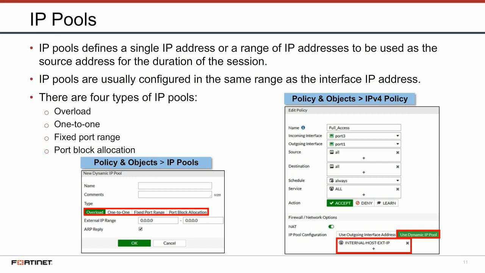IP pools are a mechanism that allows sessions leaving the FortiGate firewall to use NAT. An IP pool defines a single IP address or a range of IP addresses to be used as the source address for the duration of the session. These assigned addresses will be used instead of the IP address assigned to that FortiGate interface. IP pools are usually configured in the same range as the interface IP address.